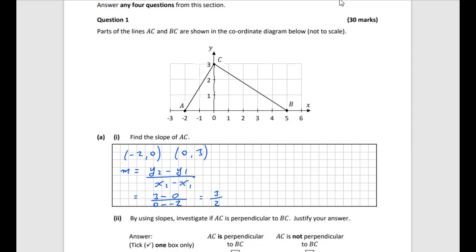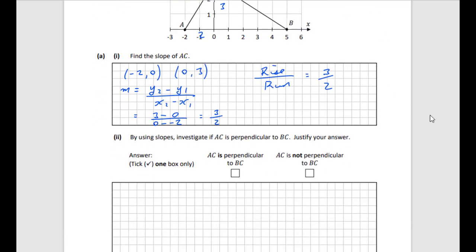An easier way of doing it would be just to look at the triangle itself. So we have this triangle here, and all we've got to do is look at the rise over the run. So you've got 3 up along here, 2 along here, so it's simply 3 over 2. So that's the other way, rise over run. Okay, so that's that one. Let's have a look at the next part.